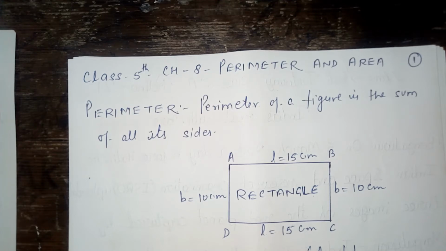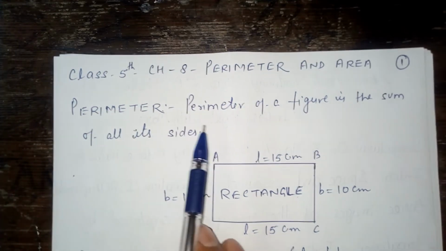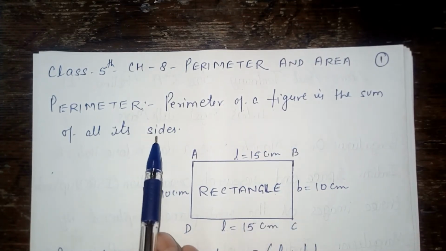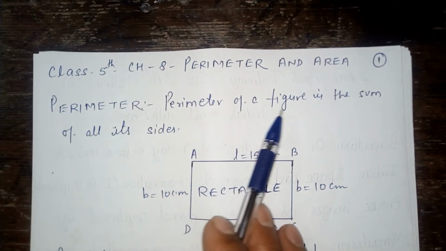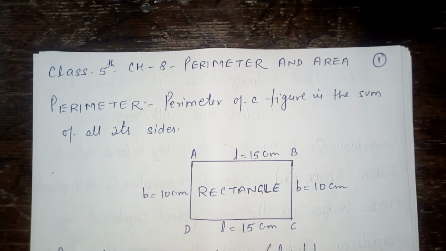Now today we will discuss your new chapter 8, perimeter and area. In this chapter, first we discuss what is the meaning of perimeter. My dear students, what is the meaning of perimeter? Perimeter of a figure is the sum of all its sides. Okay.